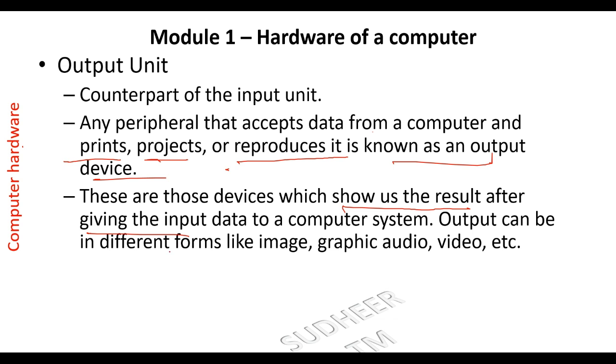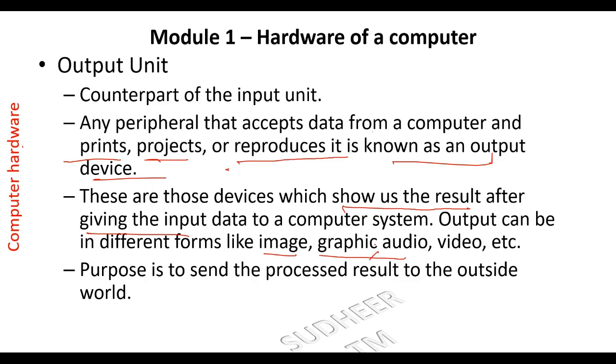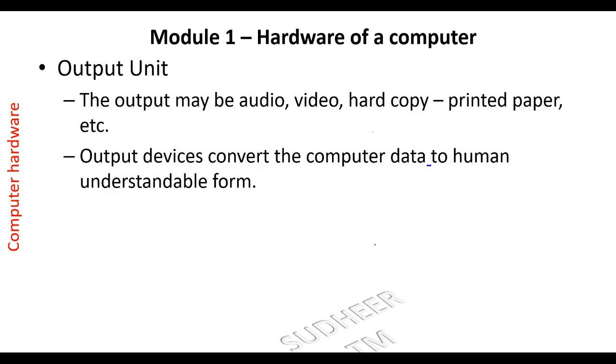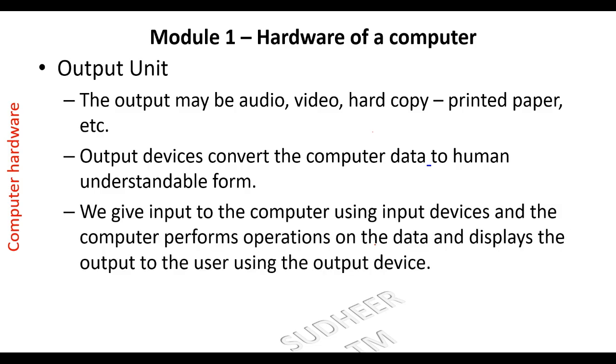Understood? So output can be in different forms like image, graphics, audio or video, etc. The purpose is to send the processed result to the outside world. So the output may be audio, video, hard copy, printed paper, etc. An output device converts the computer's data to a human understandable form.